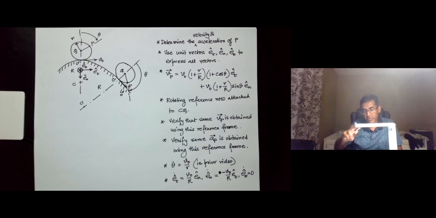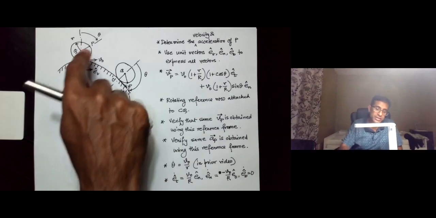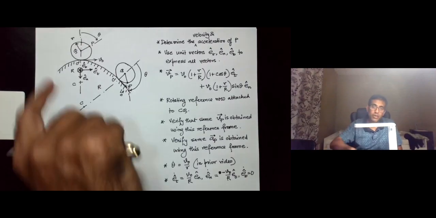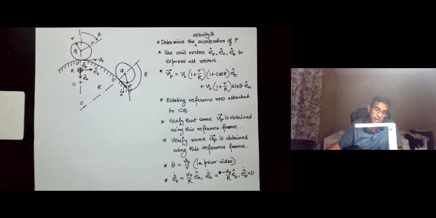In the prior two videos on this problem, what we did is that we first found the velocity of the point P using a rotating reference frame, and then after we found the velocity of the point P, we took two approaches to find the acceleration. One is we took the velocity and directly differentiated it to find the acceleration. So that was one approach to find the acceleration.